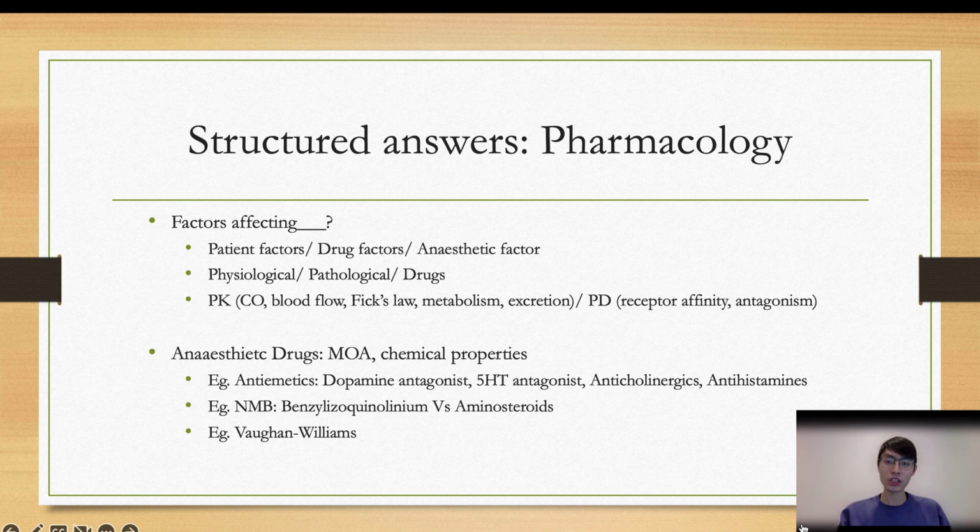Similar to physiological questions, you can also classify answers for pharmacology by patient's factors, anesthetic factors, and often drug factors. Another way is to classify by pharmacokinetic and pharmacodynamic factors. Classification for anesthetic drugs is often straightforward. They are usually classified by mechanism of action or chemical properties or existing classification systems.